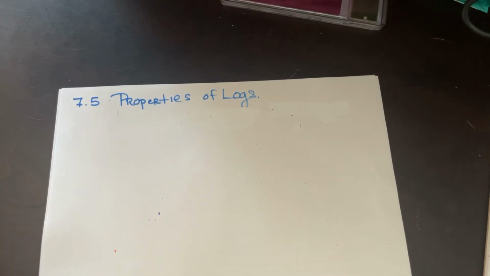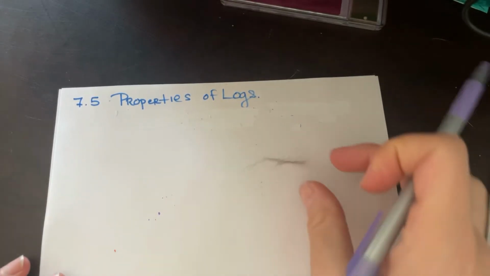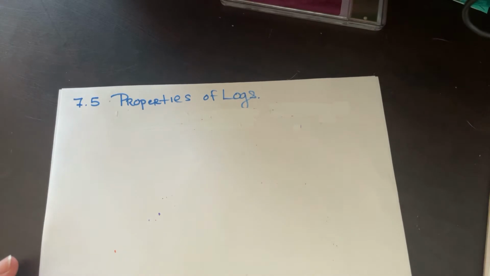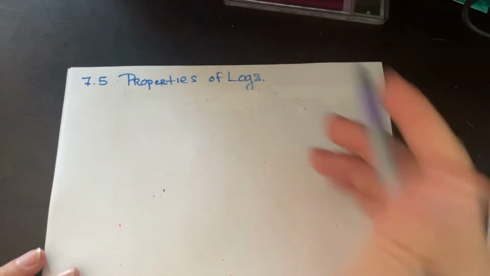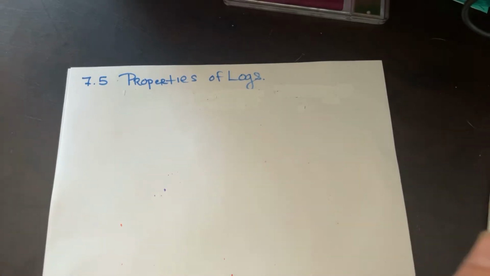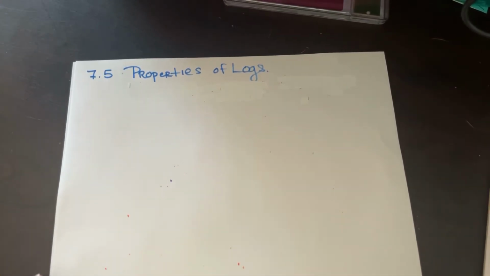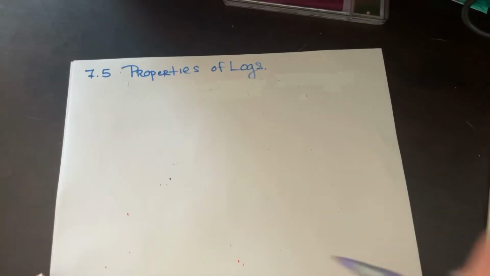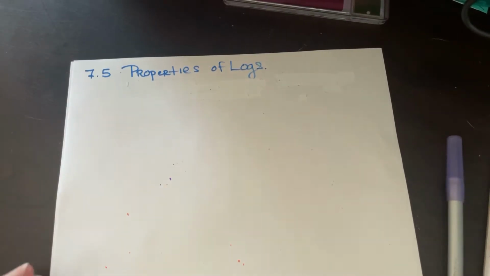Okay, you guys, 7.5, we have properties of logs. Ooh, cat hair. I would recommend you guys taking the notes at the same time to help yourselves out. So you have 3 properties, and what we're going to learn is how to expand and how to condense logs. So just watch and take your notes.